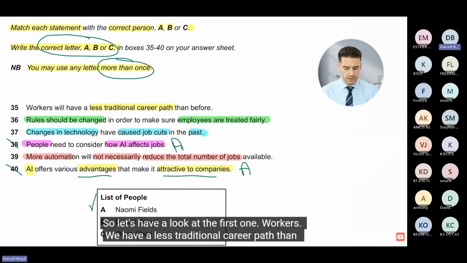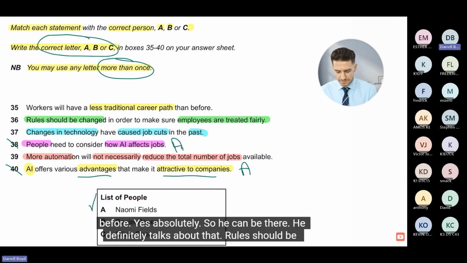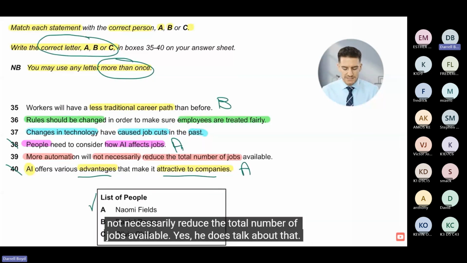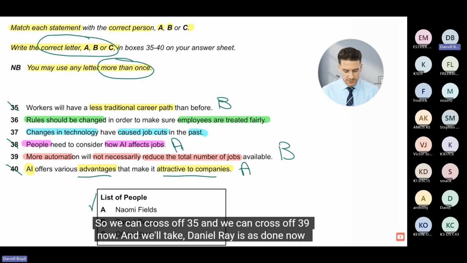So let's have a look at the first one. Workers will have a less traditional career path than before. Yes, absolutely. So we can put B there. He definitely talks about that. Rules should be changed. No. Changes in technology have caused job cuts in the past. No. More automation will not necessarily reduce the total number of jobs available. Yes, he does talk about that. So we can cross off 35 and we can cross off 39. Now, and we'll tick Daniel Reyes as done.